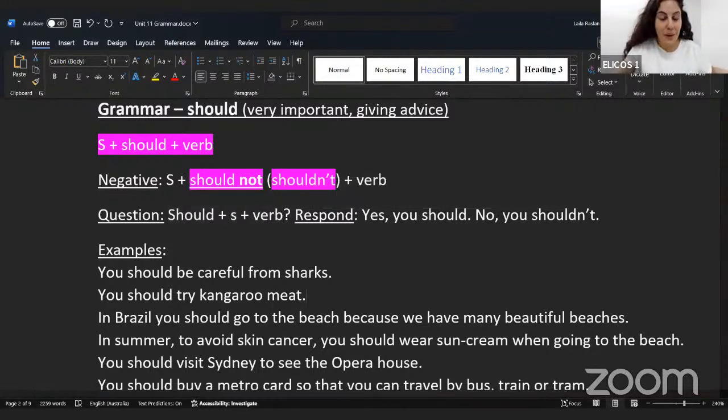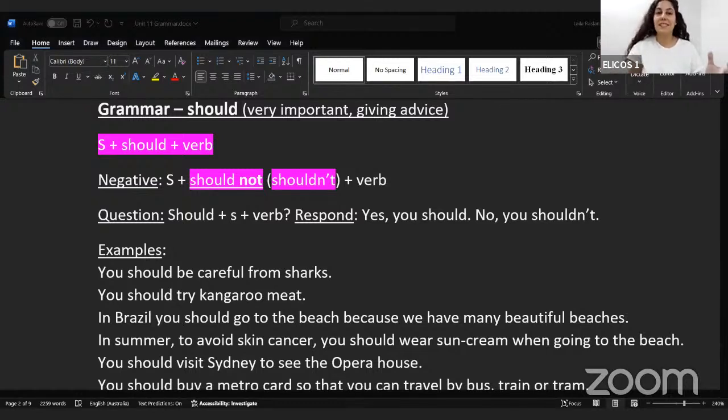So now let's practice using should and then the main verb. Okay, we're going to practice using this word should. So I want you to give advice for tourists. Okay, so that means that people want to travel to your country and you want to give them advice. Tell them what is good or maybe what is not good to do.